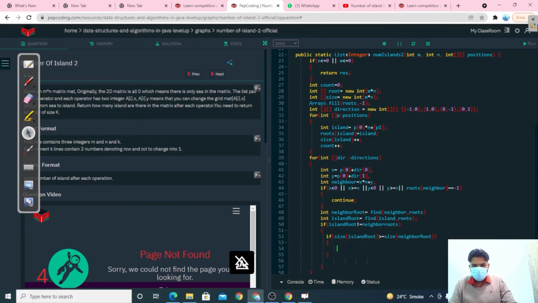So if this condition is true, then what do we have to do? We have to go size of island root plus equal to size of neighbor root. Okay, so this is our condition.